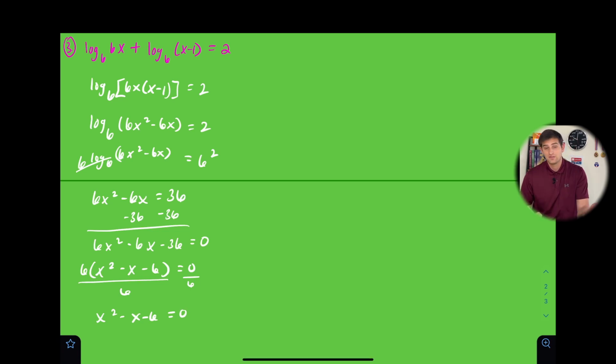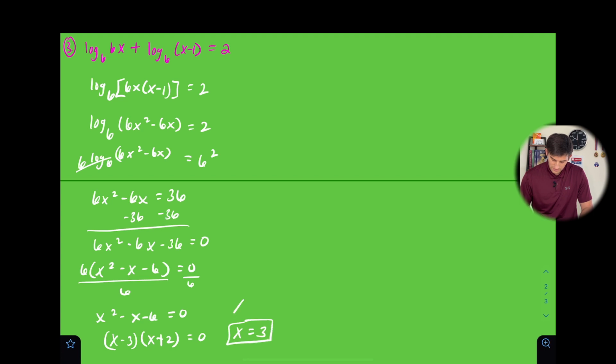And now we can factor this quadratic. So what adds to negative 5 and multiplies to negative 6? Well, that's going to give us an x minus 3 and an x plus 2. So we have negative 3 times 2, negative 6, negative 3 plus 2, negative 1. And this is equal to 0. So now when we use the zero product property, this tells us that x is equal to 3 and x is equal to negative 2.